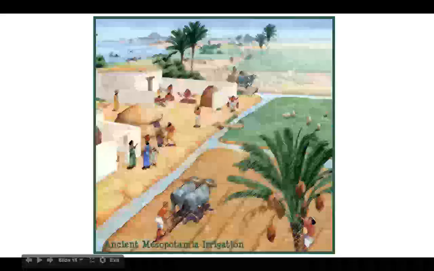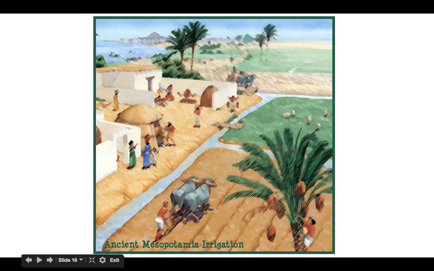The irrigation ditches led to the river, and they would bring water to the fields all year long, no matter if it had rained or not, because they had gotten their water from the Tigris and Euphrates.